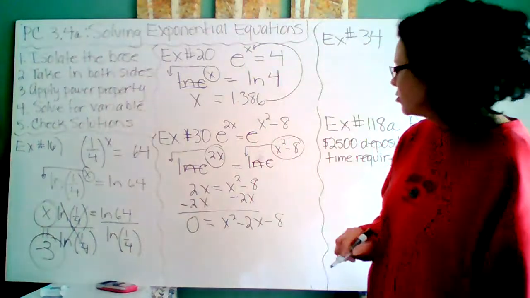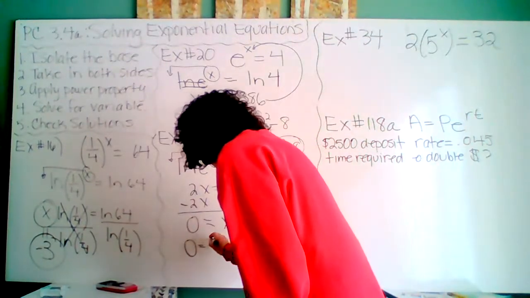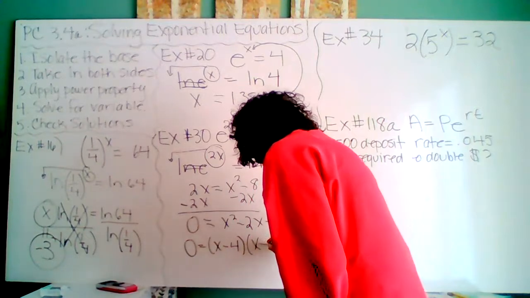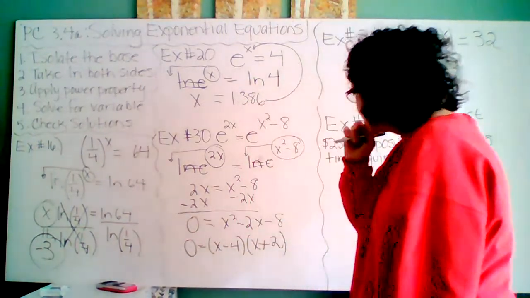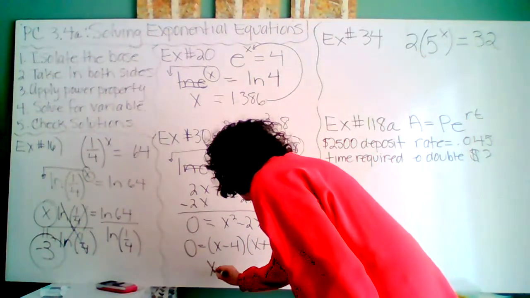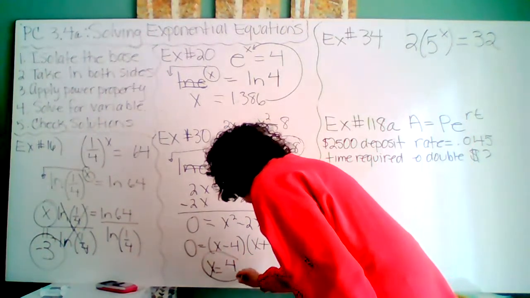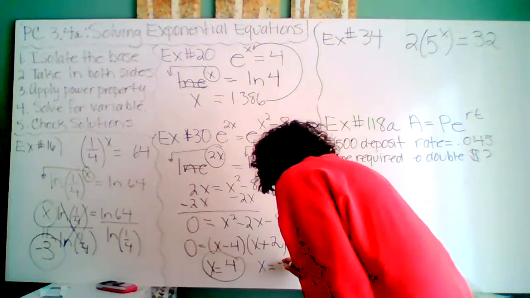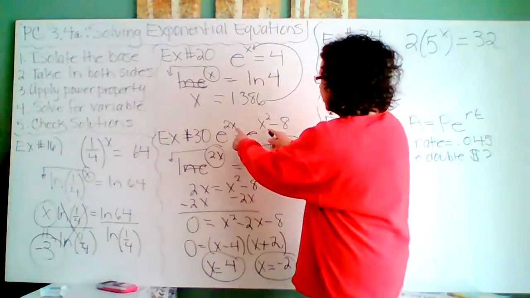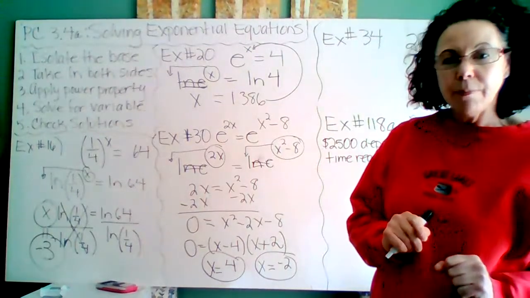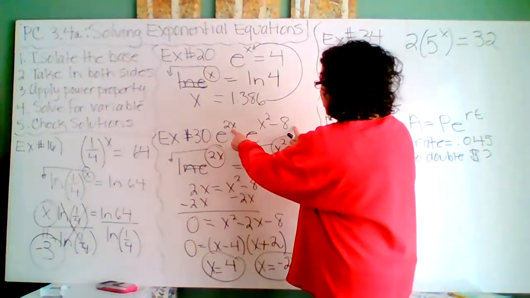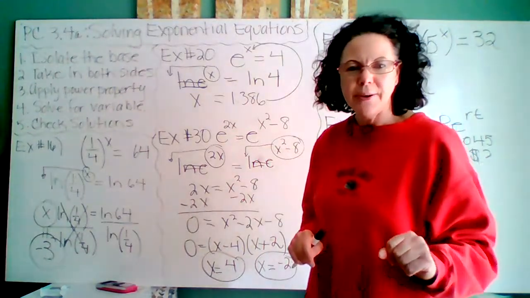Okay, let's see if it's factorable. Two numbers that multiply to negative 8 and add to negative 2 would be (x minus 4)(x plus 2). And so our zeros would be x equals 4 and x equals negative 2. If you put either of these answers in, 4 here and here, you would get the left-hand side equal to the right-hand side. If you put in a negative 2 here or here, it would be equal also.